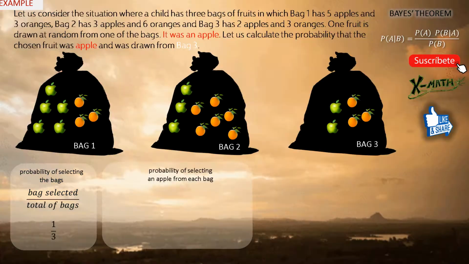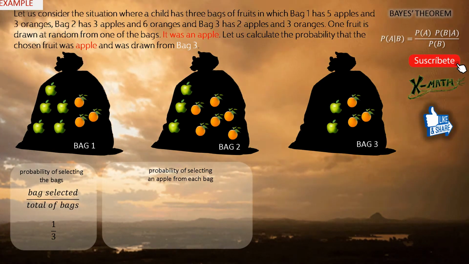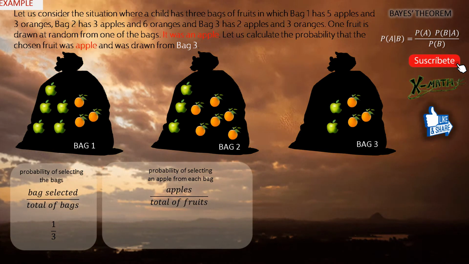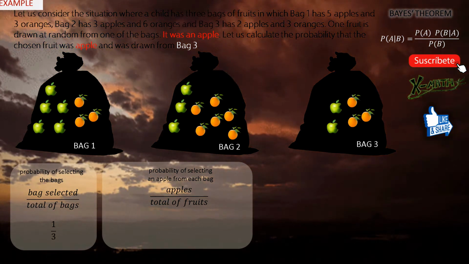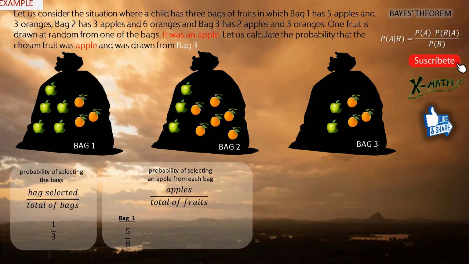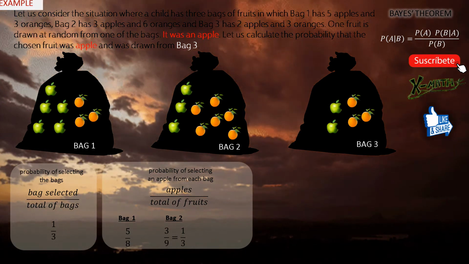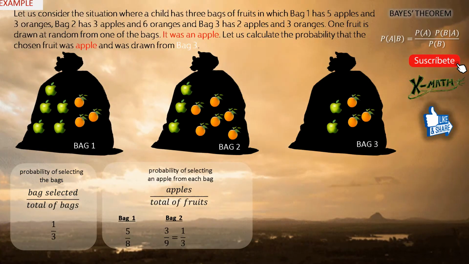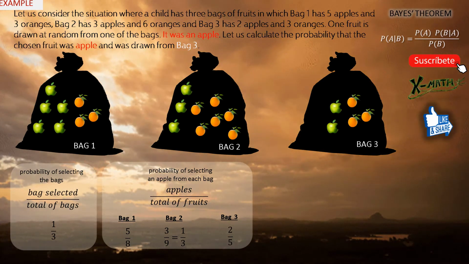Then we need to set the probability of selecting an apple from each one of these bags. It's going to be the total amount of apples on top divided by the total fruits inside of the bag. The first bag we have 5 apples out of 8 fruits. For the second bag we have 3 apples out of 9 fruits, which can be simplified into 1 out of 3. And on the third bag we have 2 apples out of 5.